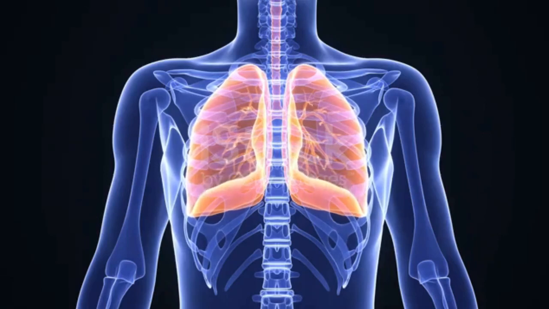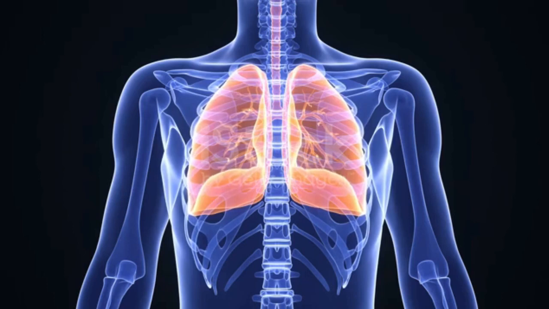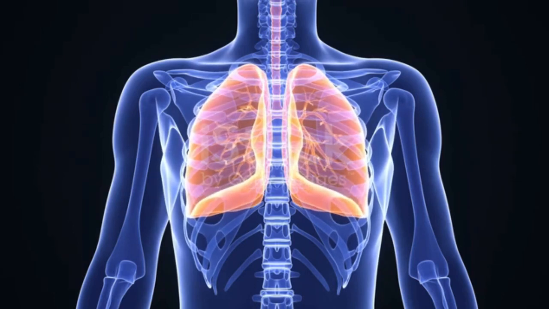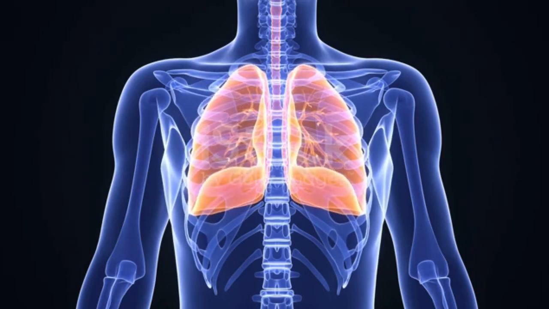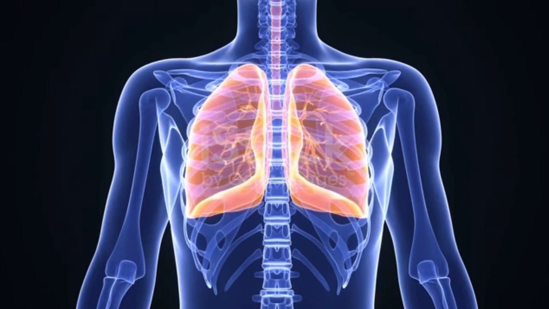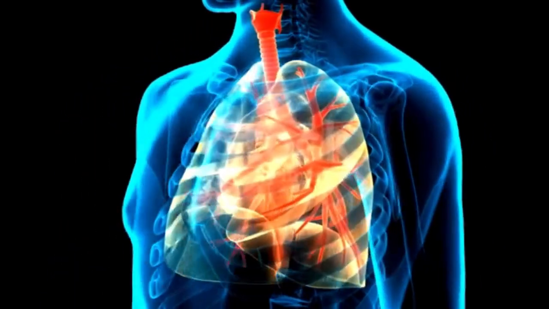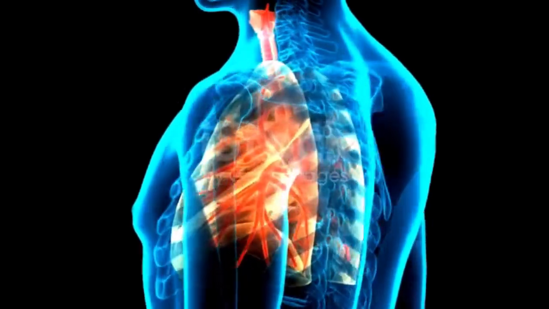The lungs are vital organs in the respiratory system, responsible for the exchange of oxygen and carbon dioxide between the body and the environment. Here are the key points about the lungs. Anatomy and structure. Location: situated in the thoracic (chest) cavity.